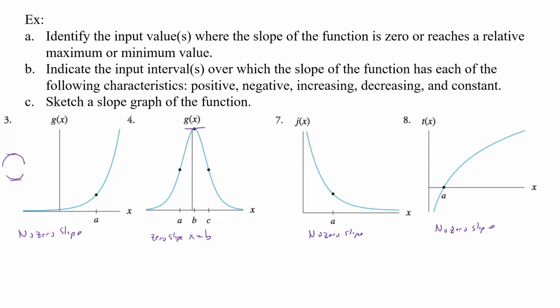So now let's go into the next part, which is going to ask, indicate the input intervals over which the slope of the function has the following characteristics: positive, negative, increasing, decreasing, and constant. All right, so for the first one, what do we see? Well, it's basically going to be positive the whole way, because it's positive, positive, positive. So the whole interval is going to be positive.